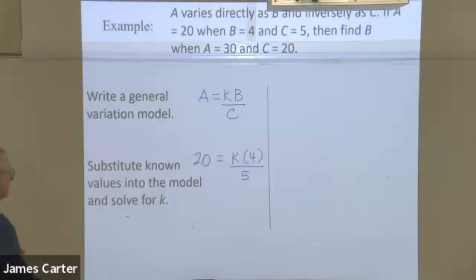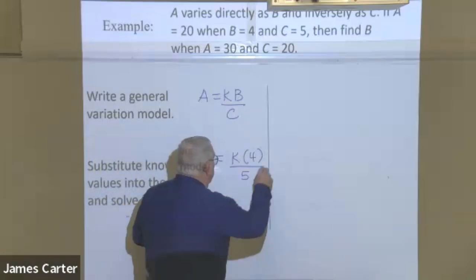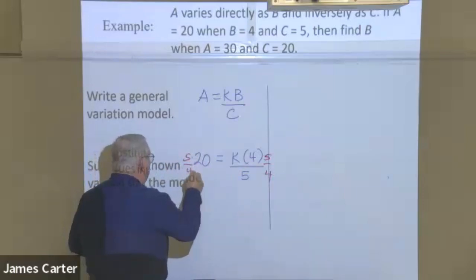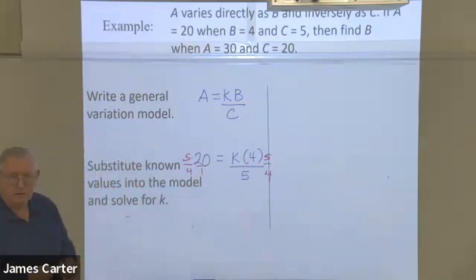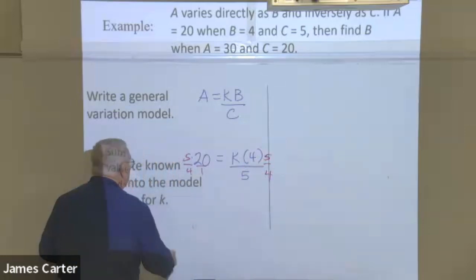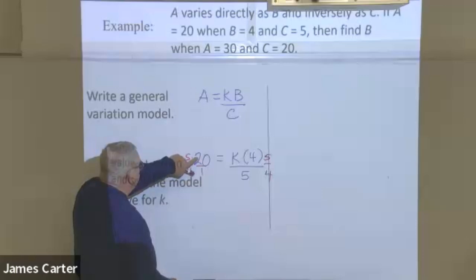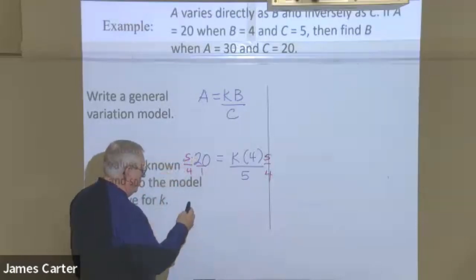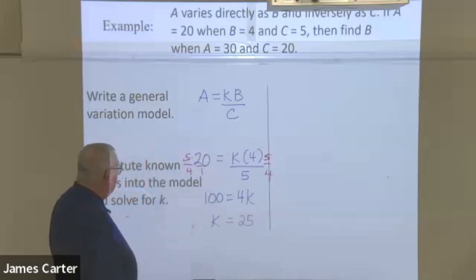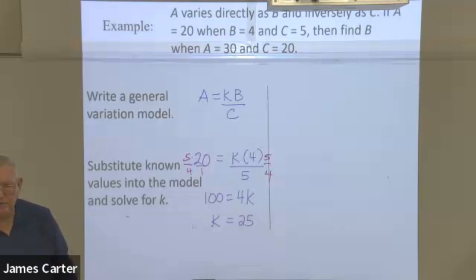Now, the easiest way to deal with this is take 5/4 times both sides. Like that. So you don't need to use your calculator. These will cancel, leaving K. And 4 goes into 20 five times. 5 times 5 is 25. Or 5 times 20 is 100, divided by 4, if you want to do it that way. Either way, you get 25 for K.